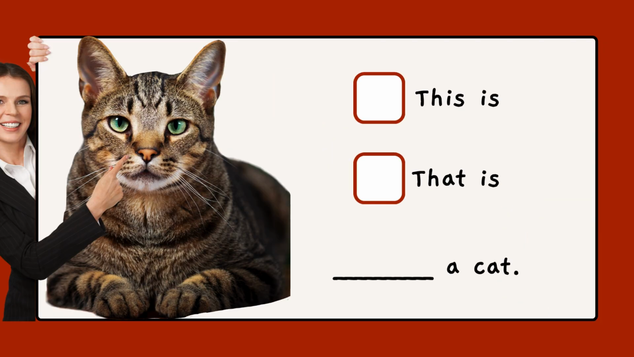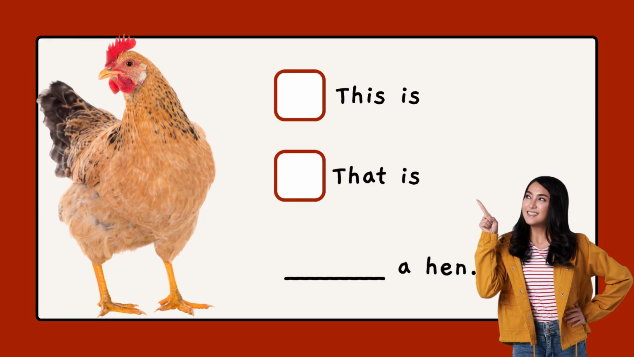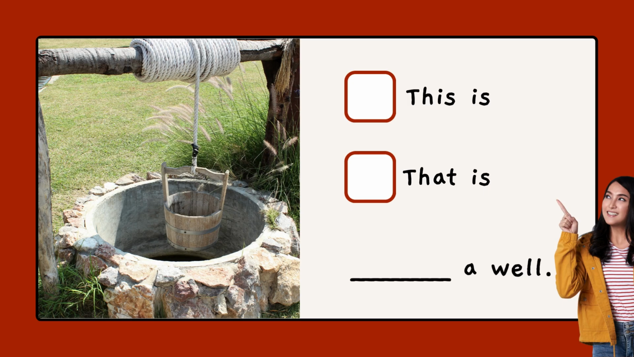This is a cat or that is a cat. This is a cat. This is a hen or that is a hen. That is a hen. This is a well or that is a well? That is a well.